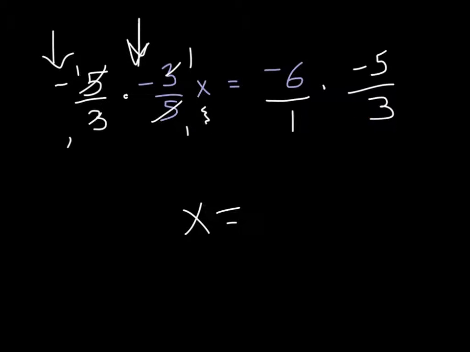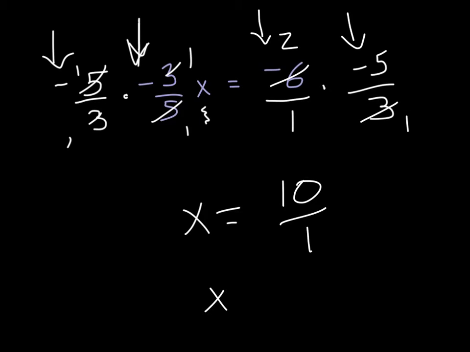Now on my other side here, I can cancel out here. I see 3 goes into both of these. So 3 goes into there once, and 3 goes into here twice. So now here again I'm timesing a negative times a negative, so my answer is going to be positive, and I'm left with 2 times 5 at the top is 10 over 1, which is just x would equal 10.